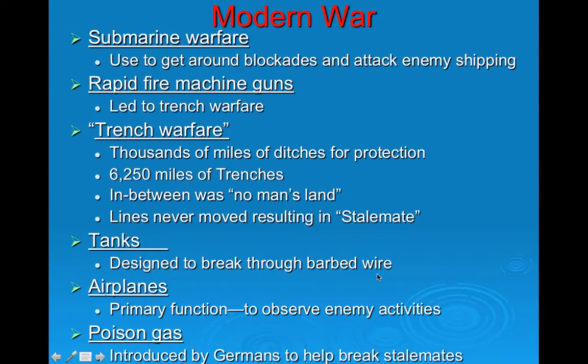Tanks, break through barbed wire, massively important. One of the first times we see tanks. Here's a good one, airplanes. First time we really see airplanes. They actually, if you want to write dog fights, the most famous German, you may have learned about him in world history, was the Red Baron.